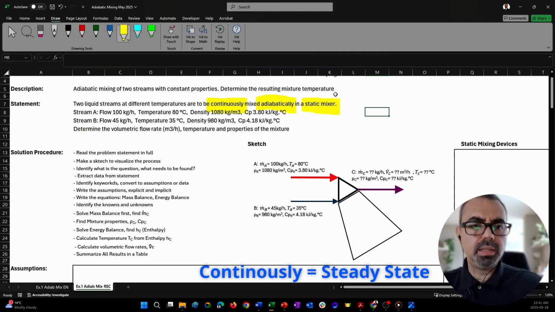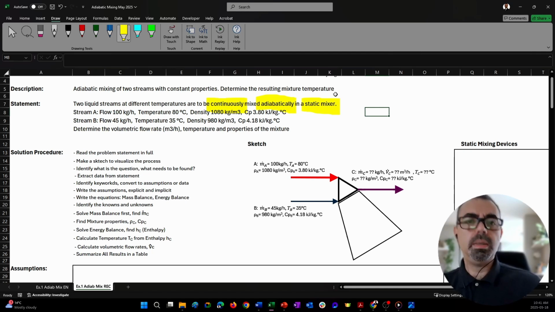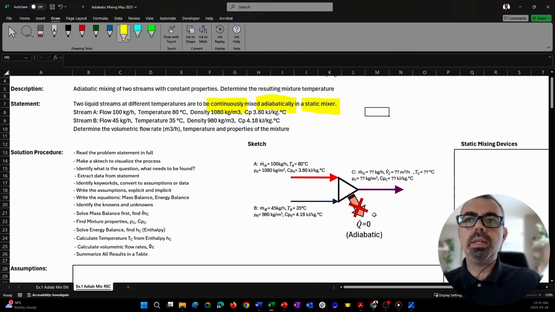Continuously means steady state, no accumulation. Then adiabatically means this important thing: no heat losses. There is no heat going in or out of the system. And finally, a static mixer means there is no agitator. It's not a blender. So there is no extra work added from this in this process.